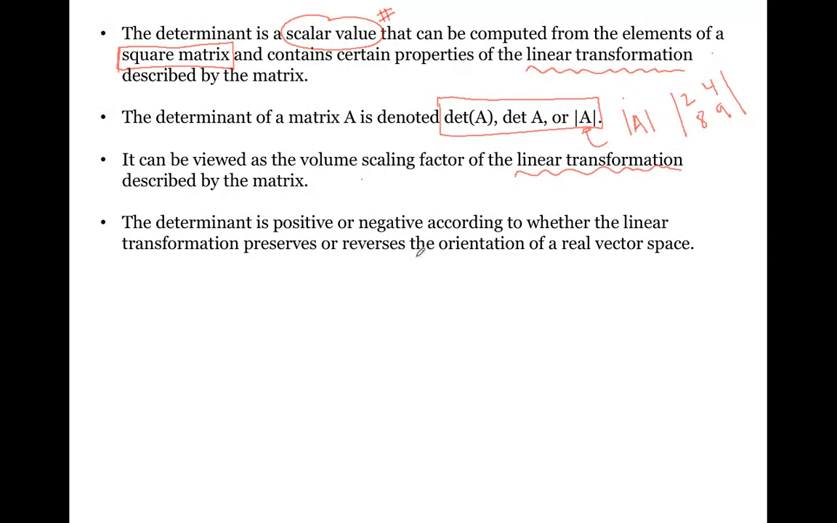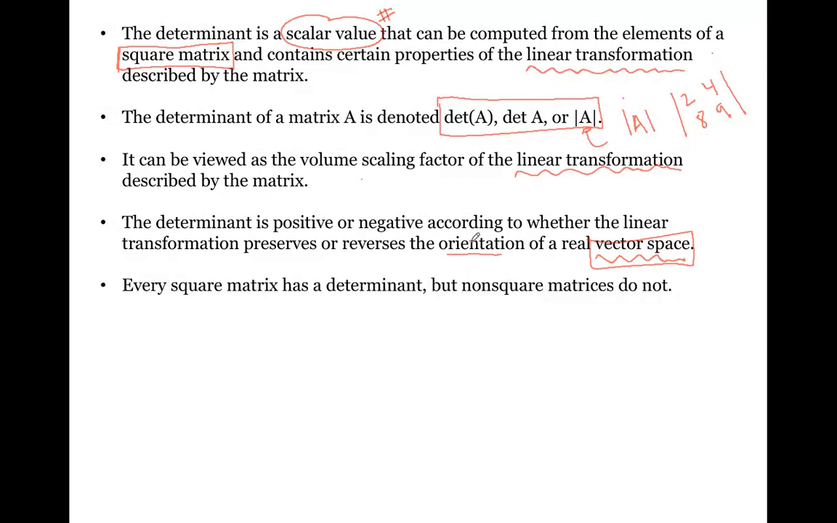The determinant is positive or negative according to whether the linear transformation preserves or reverses the orientation of a real vector space. You haven't learned about vectors yet, right? Vectors will come for us in pre-calculus, and that's when we will come back to matrices next year. This is also huge in linear algebra. So if it's positive versus negative, it tells you, is it a reflection? Is it in a different quadrant? What happens to that vector? Think of a vector almost like a ray.